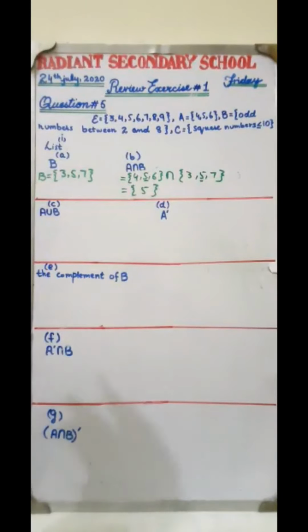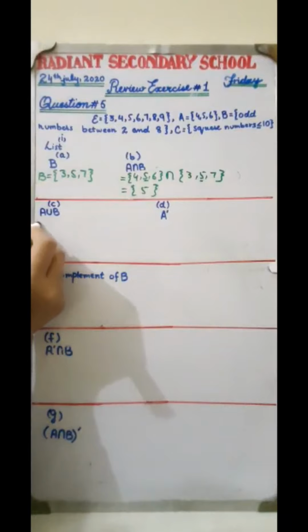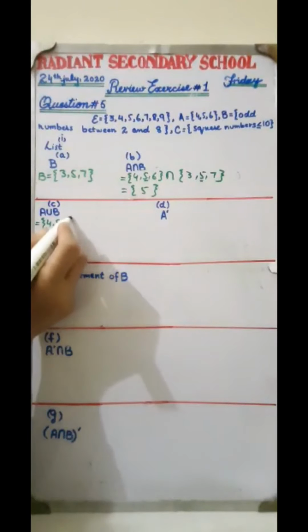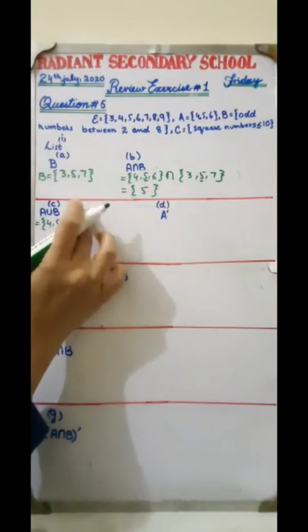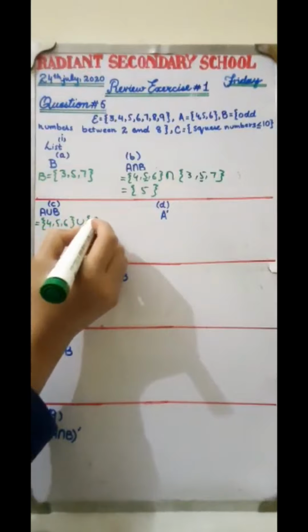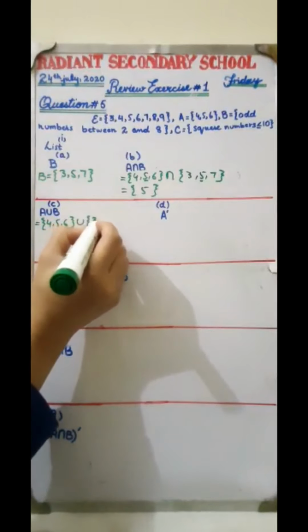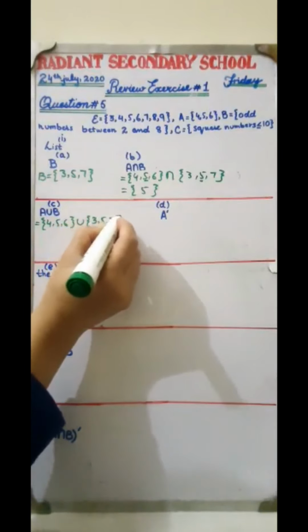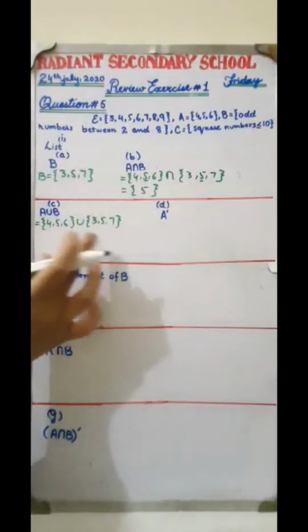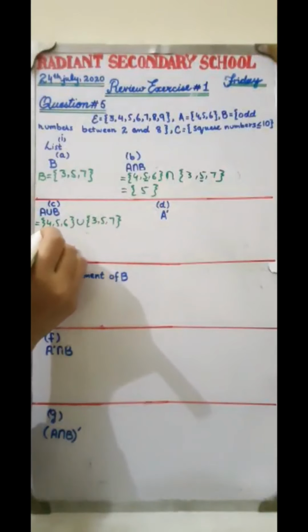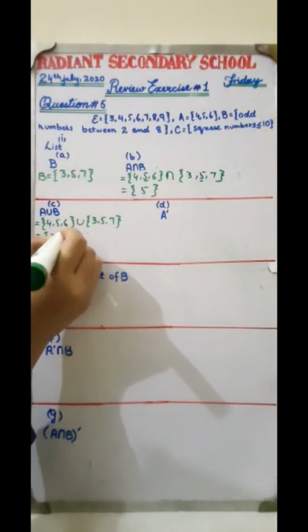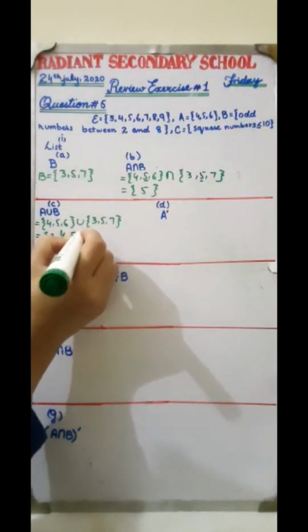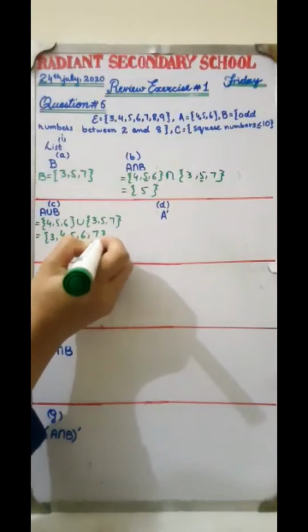Now come to C part. In C part we have to find A union B. A set is 4, 5, 6 union B set. B set is 3, 5, 7. This one. Okay, for union, you have to arrange these elements. It will become 3, 4, 5, 6, 7.